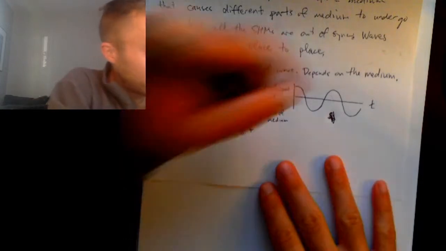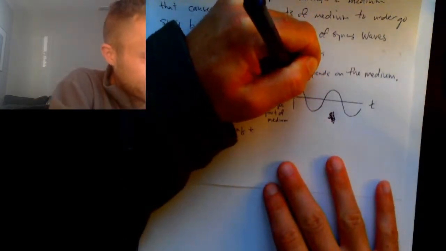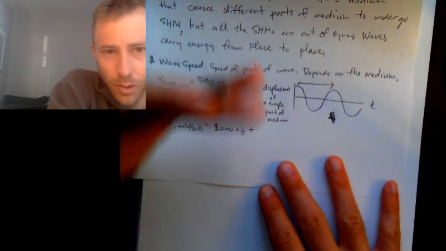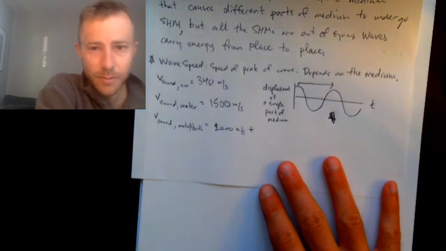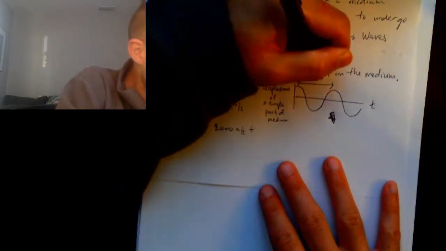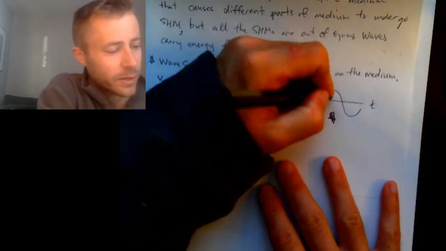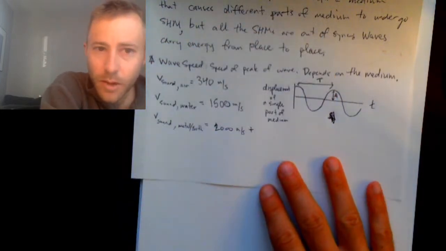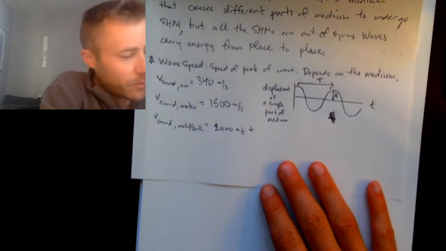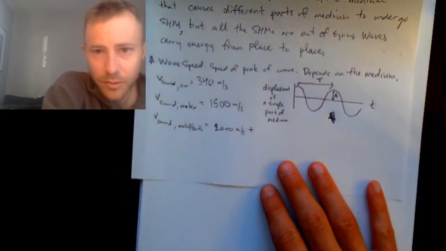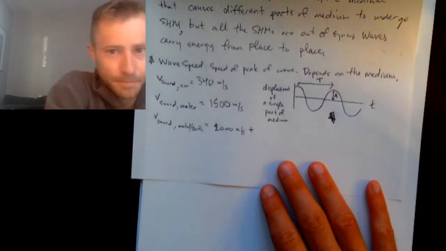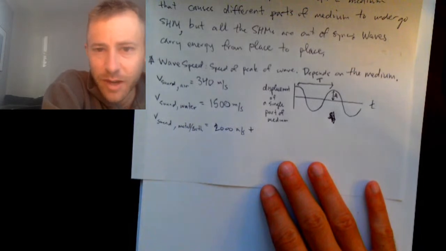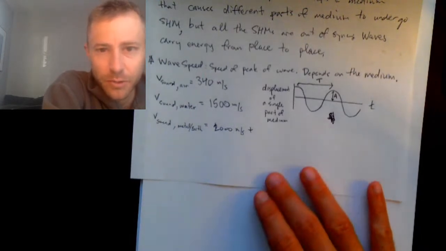You can define the period, which is the time it takes for one vibration to complete. And then we can also define the amplitude, which is how far the wave deviates from its center line. That is exactly the same as simple harmonic motion.